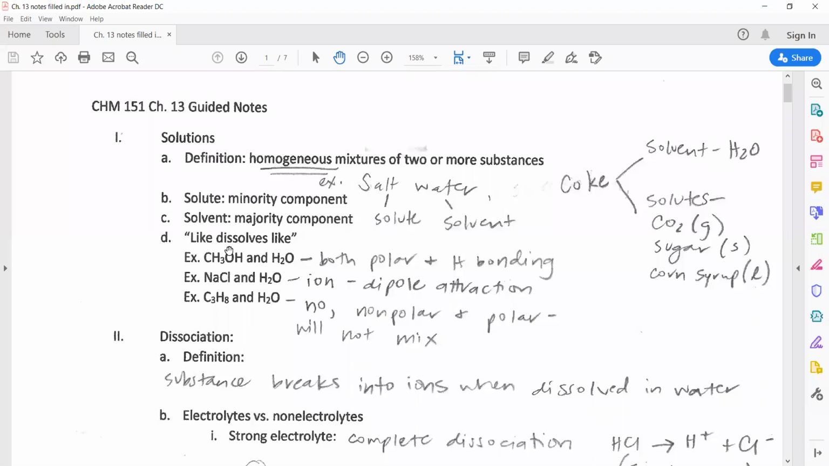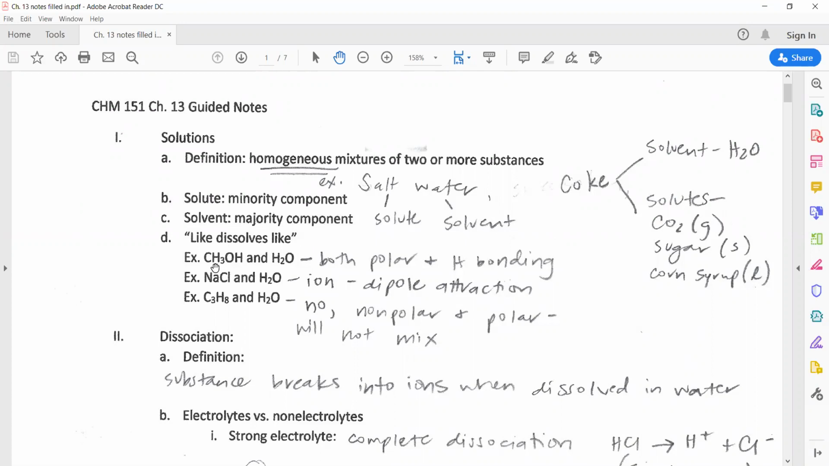We understand that there's this principle that says like dissolves like, and this is all based on intermolecular forces. So for things to dissolve in one another, they must have similar intermolecular forces. If they're both polar, they'll like each other. If they're both nonpolar, they'll like each other. So here we're looking for things like hydrogen bonding, dipole-dipole, ionic compounds, etc. I'll show you a few examples.